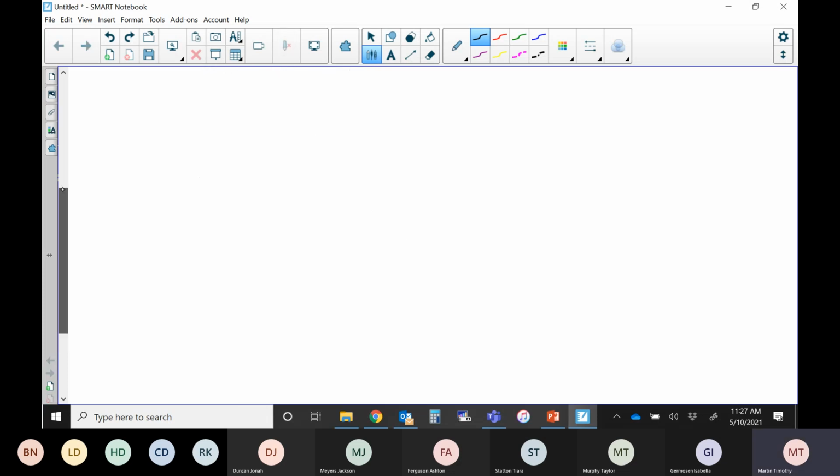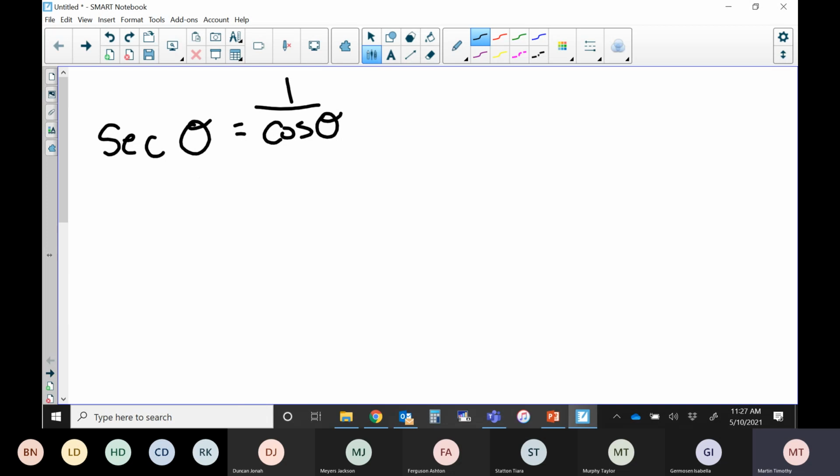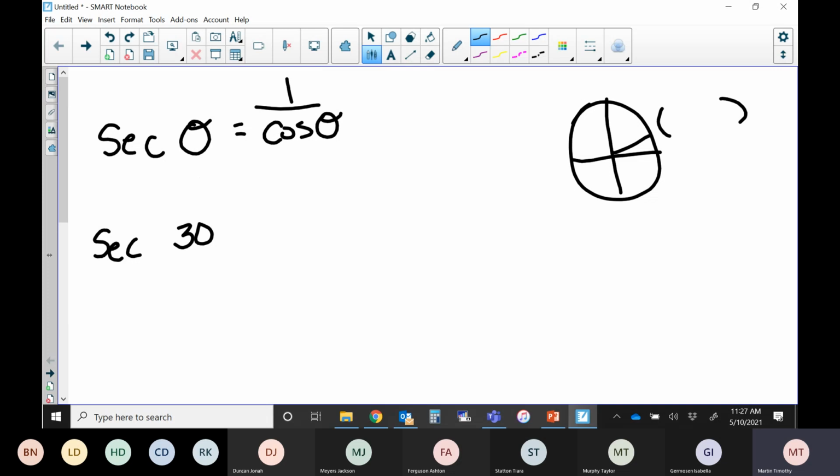All right, last idea that we need to go over is that secant is the reciprocal of cosine. So secant equals 1 over cosine of theta. If I asked you for the secant of 30, you're supposed to memorize the unit circle. You should know the ordered pair for this one is square root of 3 over 2, and 1/2, and cosine is the x from that.